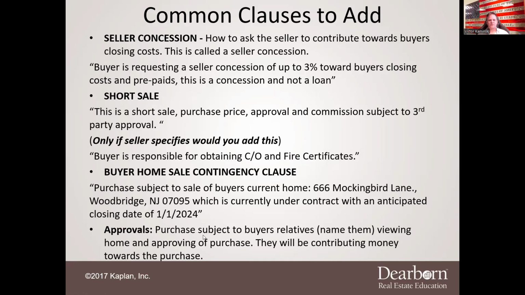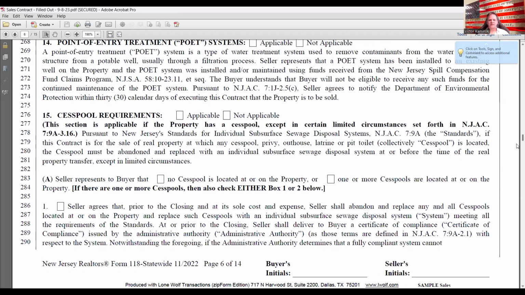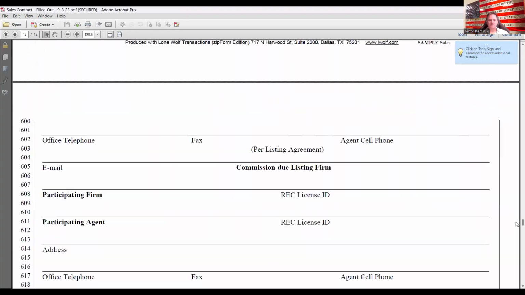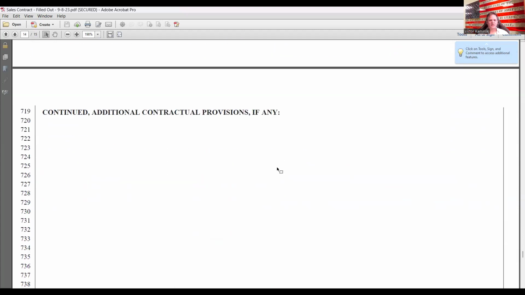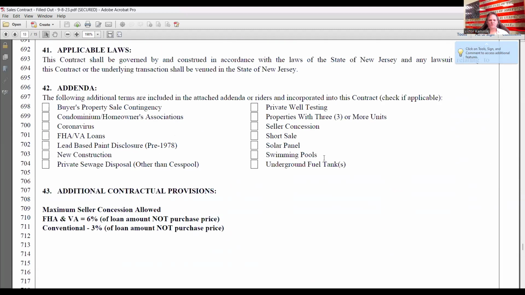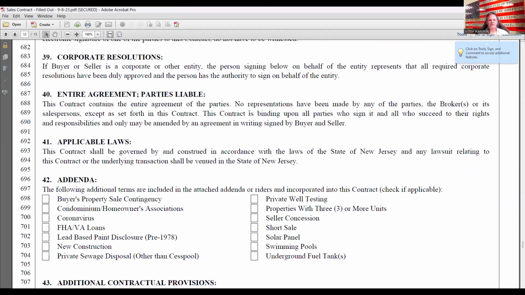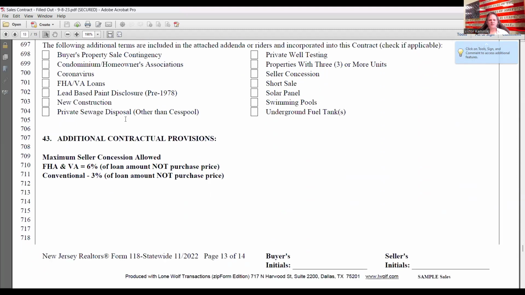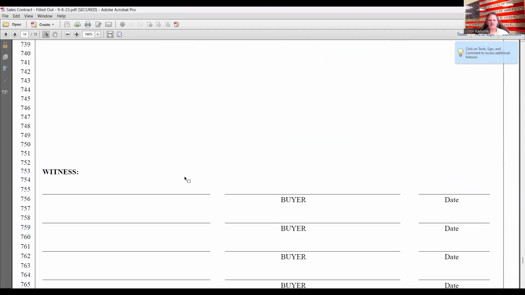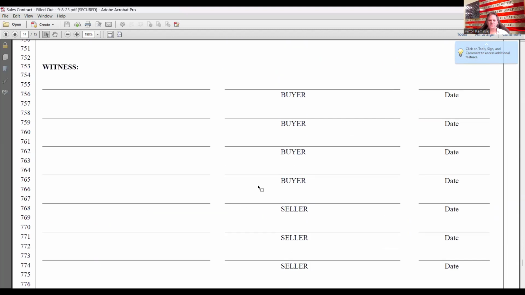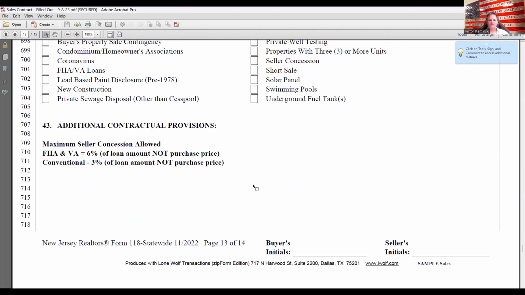Where's that sales contract? Here we go. Where do we write these things in? All the way at the end of the contract. If we go to the last page of the contract, you see it says continued additional contractual provisions, if any. Here's where you would write things in. And on the next page, there's more room to write stuff in, and then there are the signatures for the buyers and sellers, okay? So this is the area where you would write in all of these contingencies.